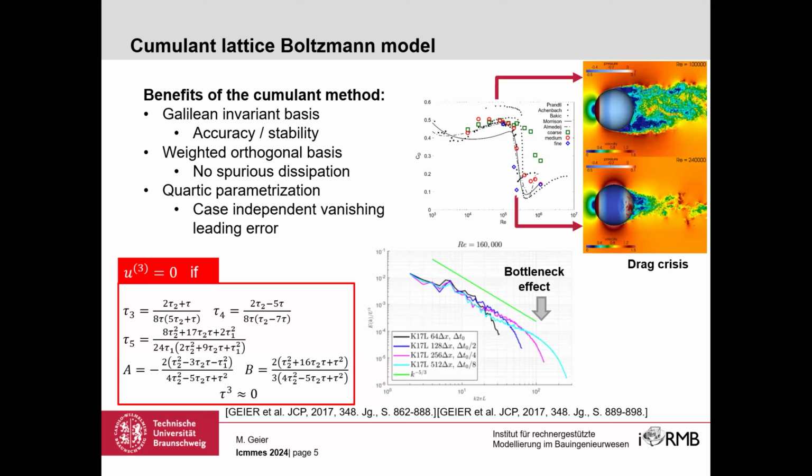Benefits of cumulants: there were not so many cumulant talks in this conference. They are like central moments, Galilean invariant, but in addition to this, they are a weighted orthogonal basis. Like Hermite polynomials, but also orthogonal in the non-equilibrium, whereas Hermite polynomials are only orthogonal to each other in equilibrium.